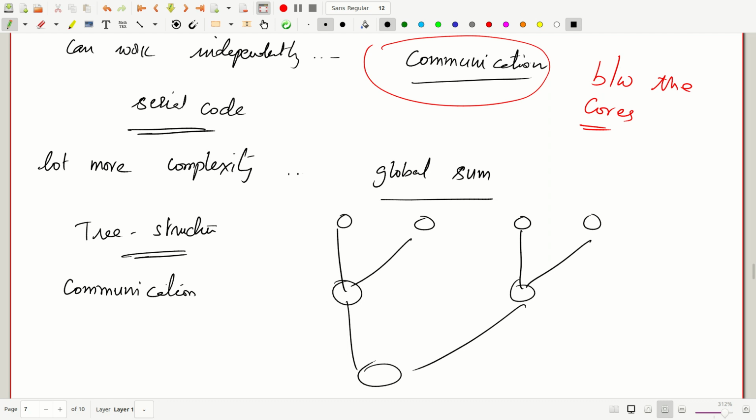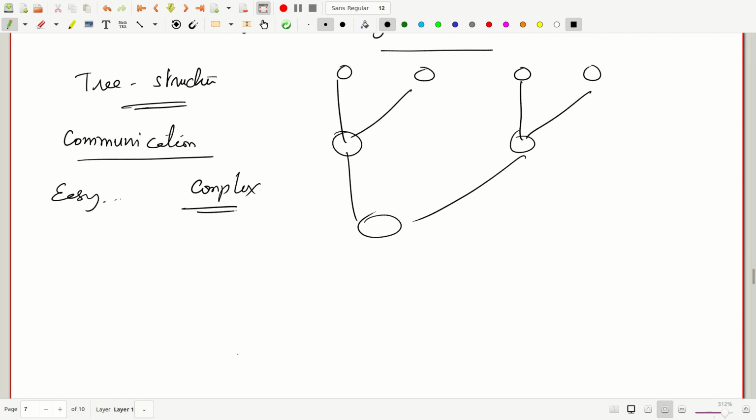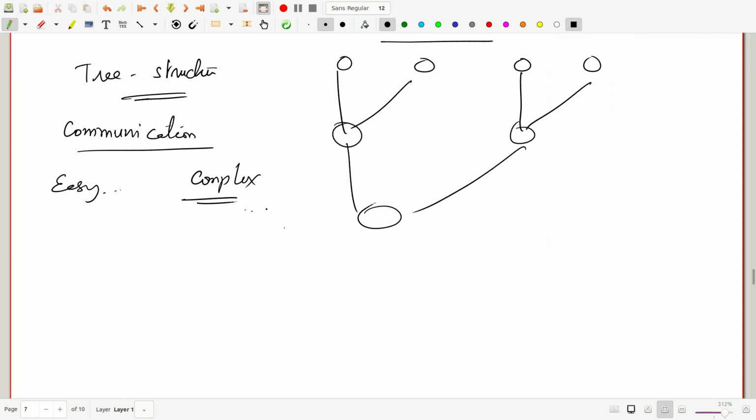Right? Now this is very easy when you plot it as a tree structure, but it becomes a lot more complex when you have to write the real code for this. Okay, which we will see later on when we learn about MPI and things like that. So this all happens because of the coordination, that is, the communication required between the cores.